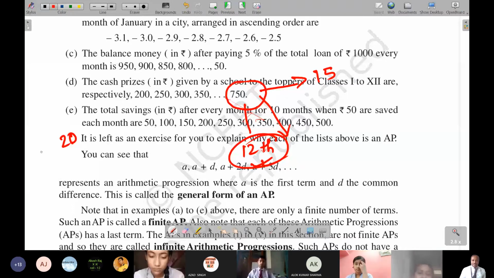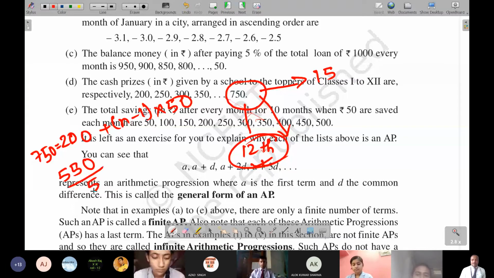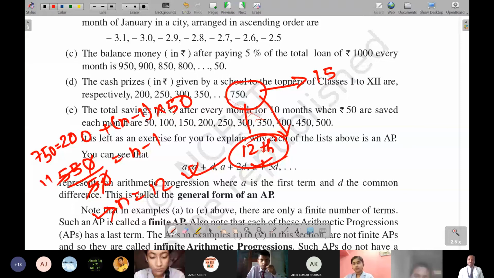Simply what you will do is 750 is equal to 200 plus n minus 1 times d. d is 50. So it will become how much? Sir, my answer is the 10th term, not the 12th term. Okay, 550, and then after it will come over here, that divided, and it will become n minus 1. So 12 is the only right answer, I think. Yes, sir, 12 is the right answer. 12th term it is, not 10th and not 15th.